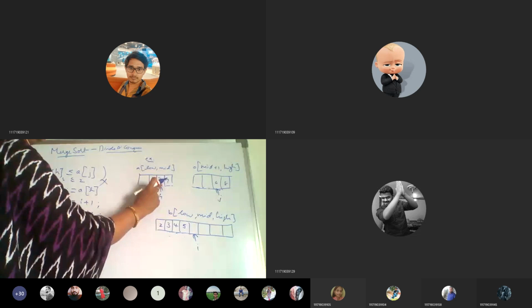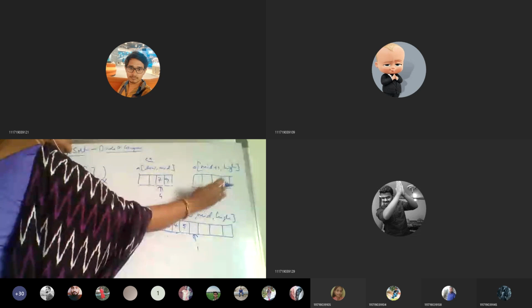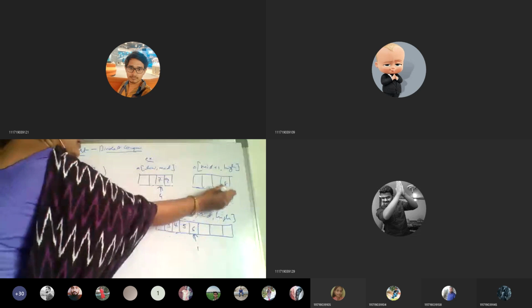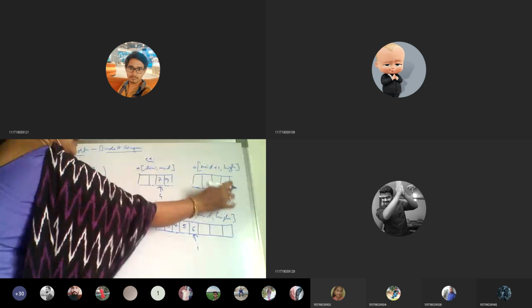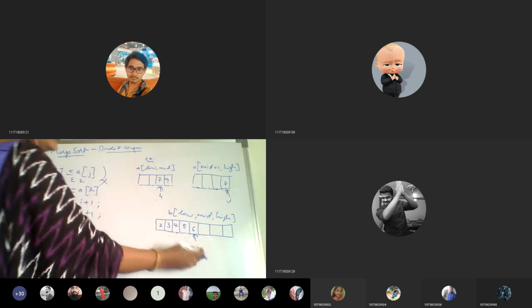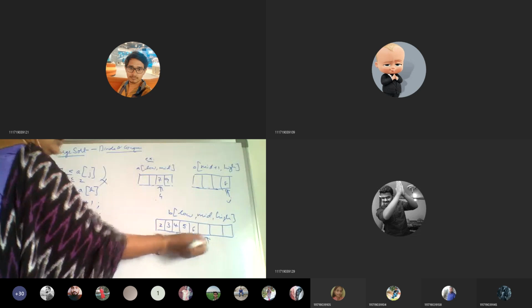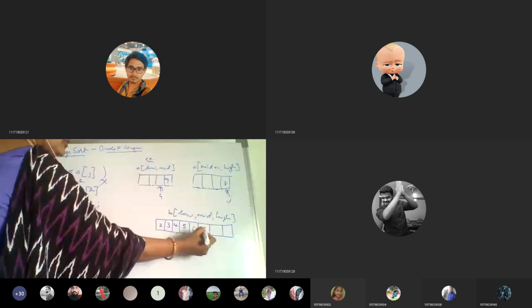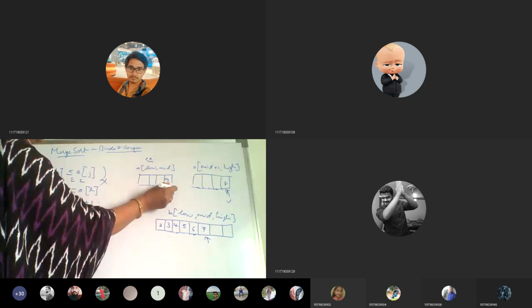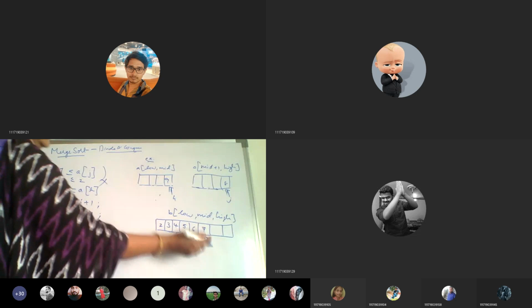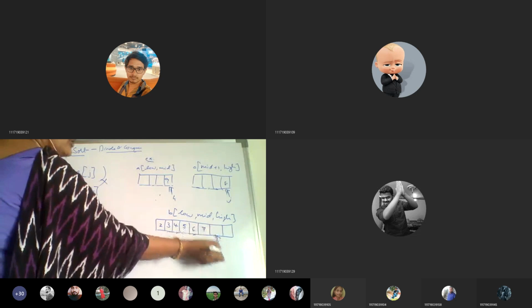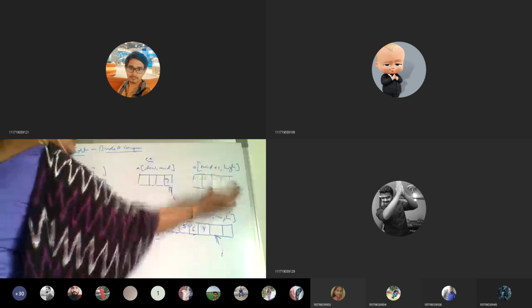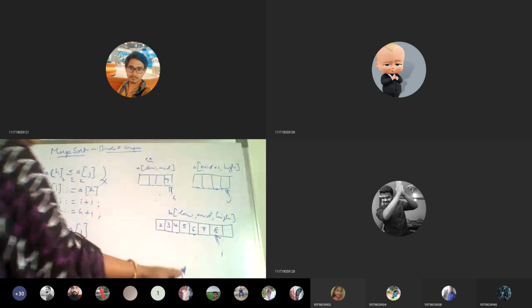Now again compare 7 and 6. 6 is smaller, so 6 will be copied and the pointer will be incremented, and this pointer also has to be incremented. Again check 7 and 8. 7 is smaller, so you copy 7 here and increment this pointer H, and this pointer I also. Now again compare. 8 is smaller, 8 is copied here.